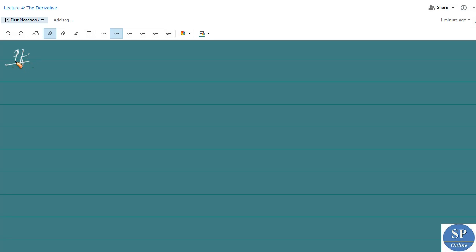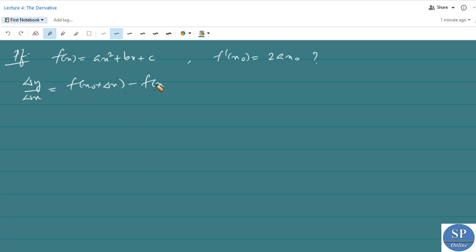Okay, so we can prove this. Proof of this quadratic function rule. Here we have to show that, let f of x is equal to ax square plus bx plus c, we have to show that f dash of x naught is equal to 2a x naught plus b. That is what we have to show. Okay, so first we can find the difference quotient delta y by delta x is equal to f of x naught plus delta x minus f of x naught divided by delta x.